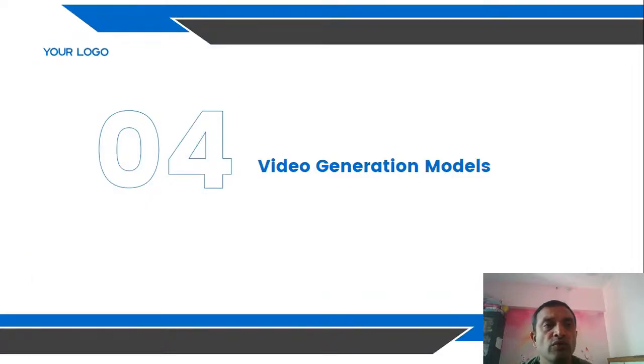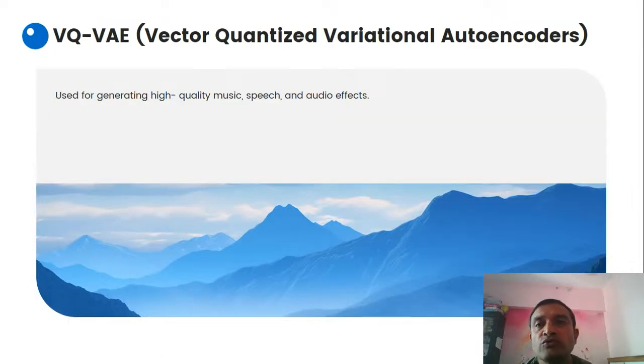Now here you will see vector quantized variational autoencoders, used for generating high quality music, speech, and audio effects. For that you can look at Suno.ai or other tools, you can research on it, which generates music based on your input text and some inputs.